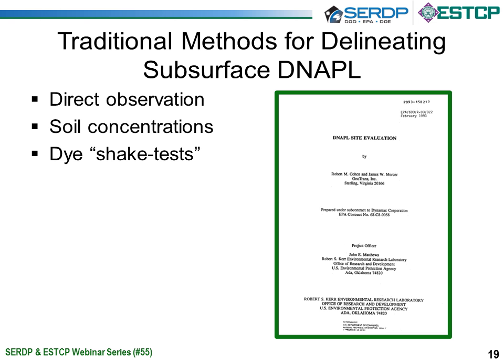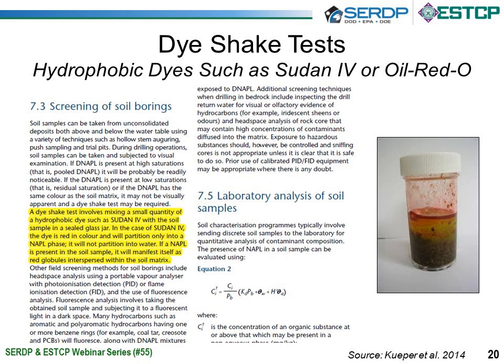Then there are dyes, so colorimetric dyes, the dye shake tests that have been used, and I think are among the more reliable methods, but also quite time-consuming. And some of the dyes that are commonly used are oil red O, or Sudan 4 is another one. And this is a publication from an ESTCP or CERTA-funded project led by Bernie Cooper. There's a guidance document published in 2014 that describes how to use these colorimetric dyes.